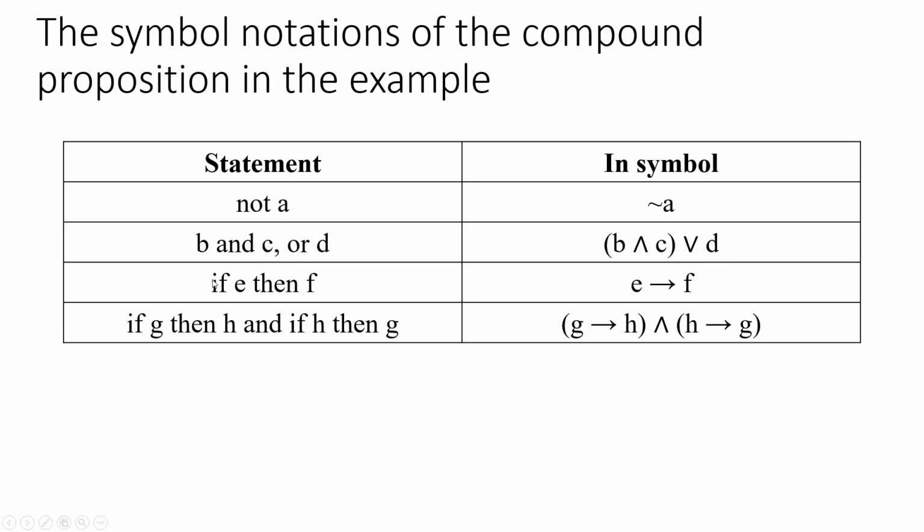Another, if E, then F. So we have an implication. The statement E implies F. And the last example, if G, then H, and if H, then G. So this would be the symbol.